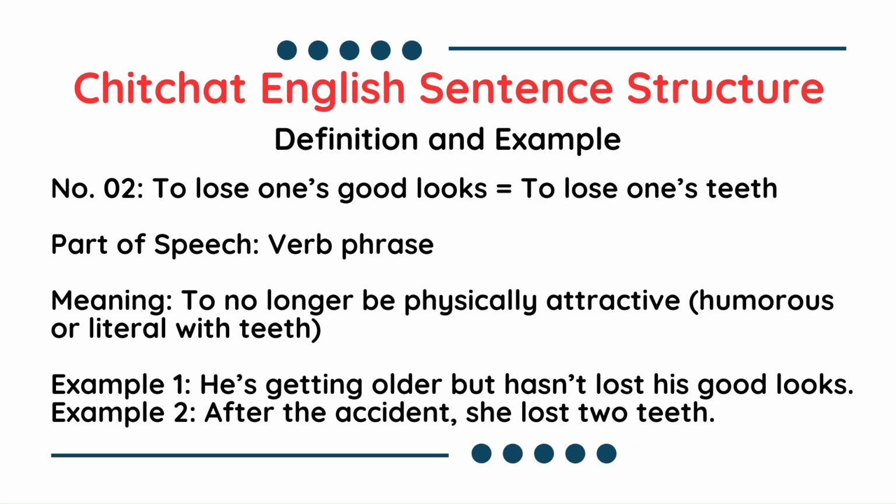Number 2. To lose one's good looks equals to lose one's teeth. Part of speech, verb phrase. Meaning, to no longer be physically attractive, humorous, or literal with teeth. Example 1. He's getting older but hasn't lost his good looks. Example 2. After the accident, she lost 2 teeth.